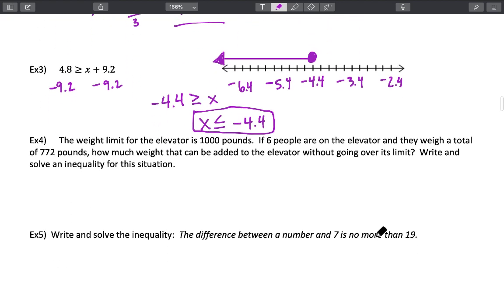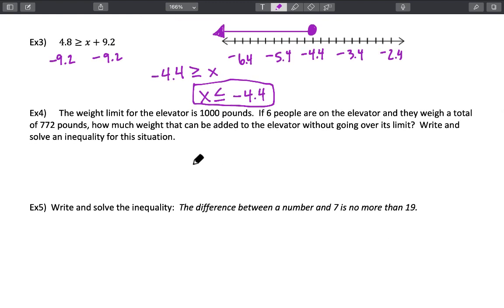All right, let's try a word problem or two. We have the weight limit for an elevator is 1,000 pounds. If 6 people are on the elevator and they weigh a total of 772 pounds, how much weight can be added to the elevator without going over its limit? So let's identify our variable. x here is the weight that can be added to that elevator.